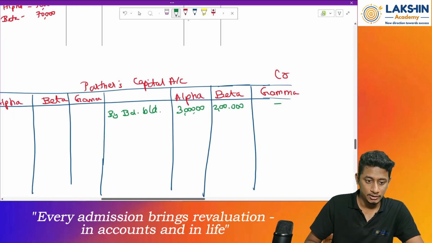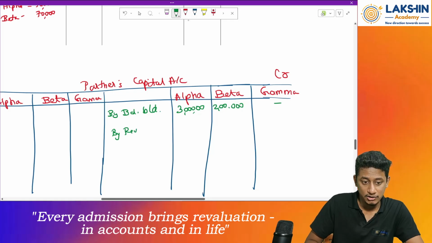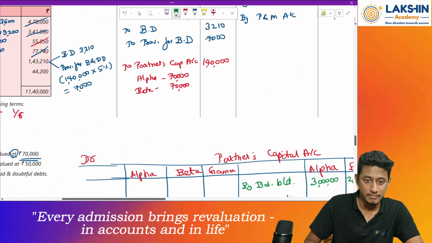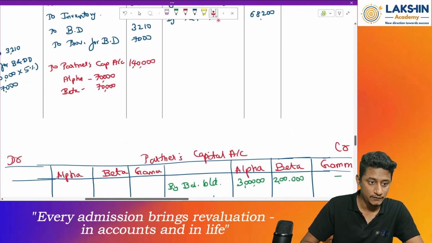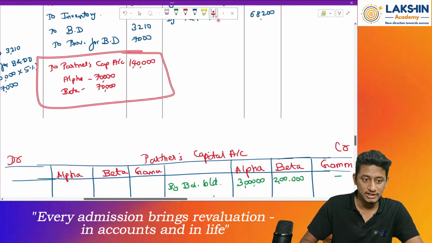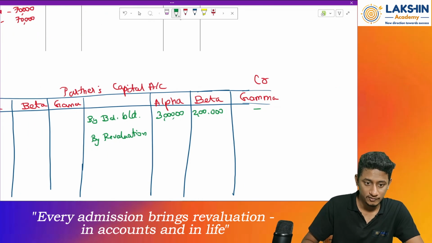Then by revaluation account, remember there was a profit on revaluation. Remember rupees 70 and rupees 70. Where did I get the values from? From here, sir. Forgot. Rupees 70 and rupees 70. What, man? You people are forgetting again and again.